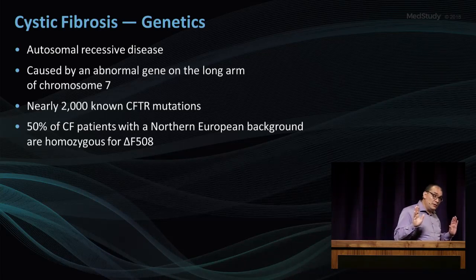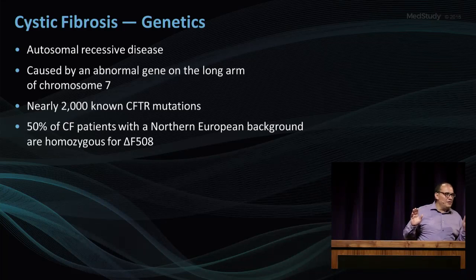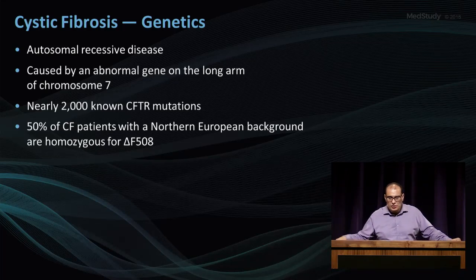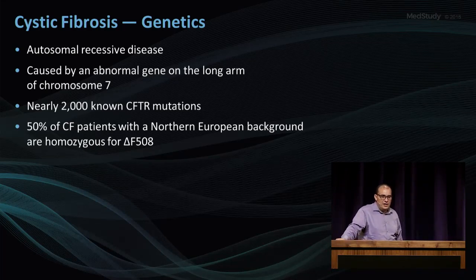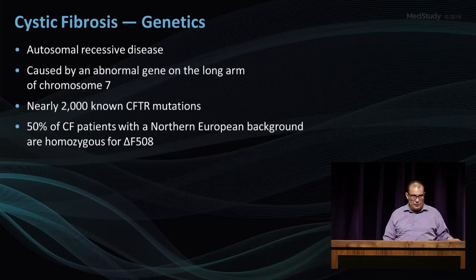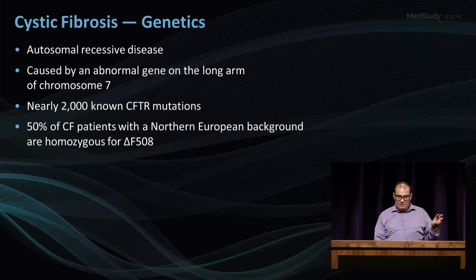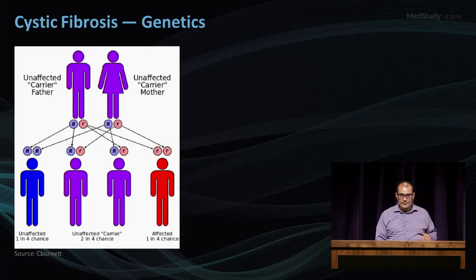Yeah, it's in the criteria, but the sweat test is the gold standard, because there are a few of them that may not give you a definite result, but they are the exception, very rare. But all of them have in common a CFTR abnormality. So 50% of CF patients with a Northern European background are homozygous for Delta 508. If you ask what's the most common, Delta 508. Remember also, Delta 508, so remember number 7, number 5, 0, and 8.